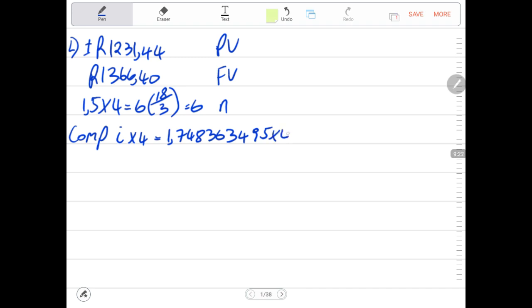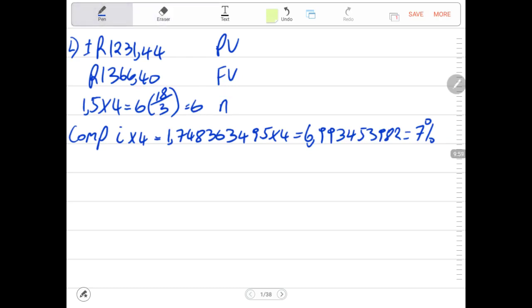So we multiply this by 4 in order for us to get our interest as 6.993453982, which is equal to 7%. That is 6.99, so that will be 7%. So now this will be 7% per annum compounded quarterly. I want to highlight the fact that it is compounded quarterly. Once again, our n was the number of quarters.